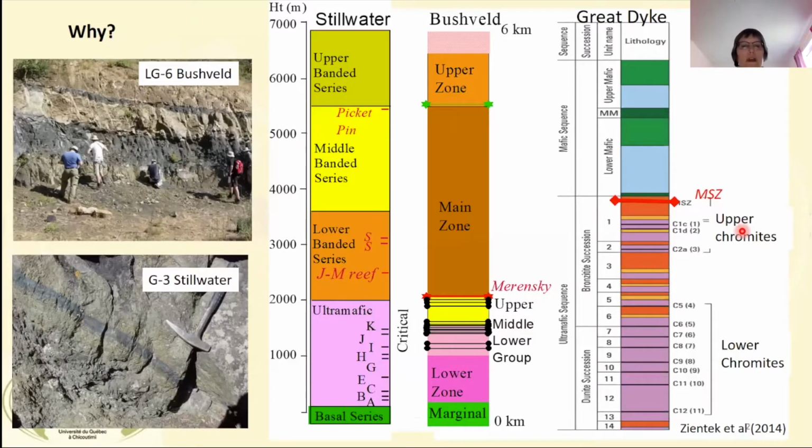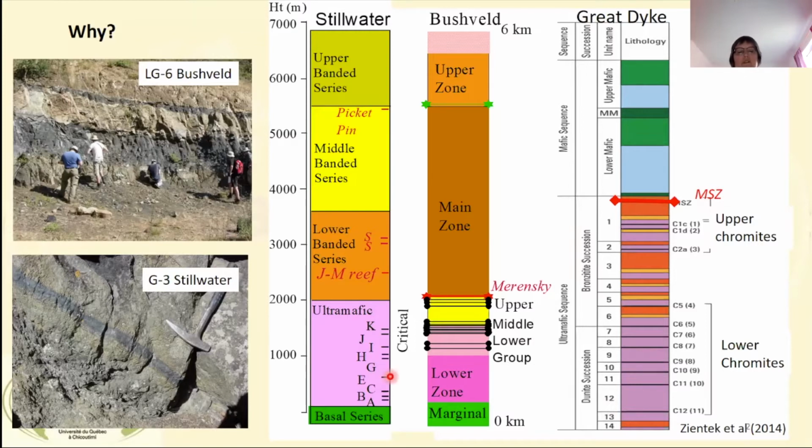Well, as you're all aware, the three intrusions that contain platinum group element mineralization, the Stillwater, Bushveld, and Great Dyke, have their platinum group element mineralization usually found well into the intrusion, about 2 kilometers in at the JM reef for Stillwater and the Merensky, and the main sulfide reef at the Great Dyke. However, what we find is that below these sections, we have ultramafic sections which have massive chromite seams.